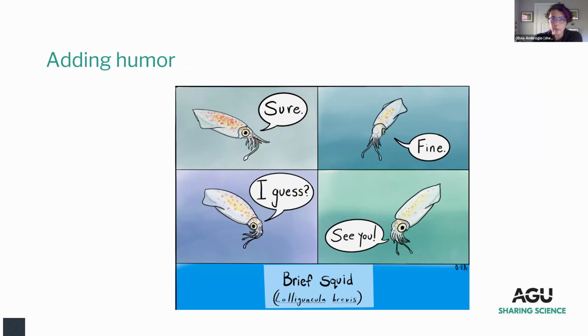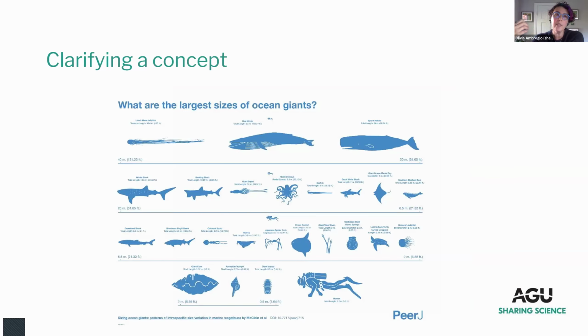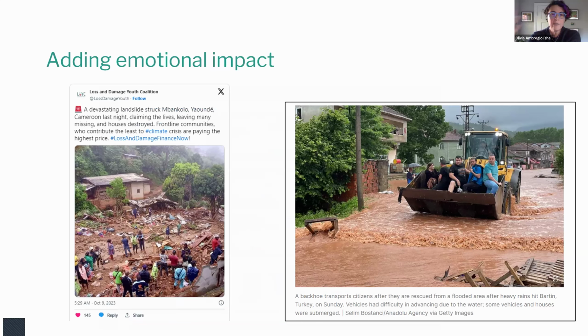It can also be used for adding humor. This was my version of why the brief squid got its name, my just little cartoon about how that could have happened. And of course, they're great at clarifying concepts that might be extremely complicated to describe just through words. So I really like this infographic of the sizes of the largest of each species of different ocean organisms. And I really like that in each row, you have this diver that's in there for scale, so that you see not just their sizes compared to each other, but compared to humans, which is a really nice, fairly universal scale reference.